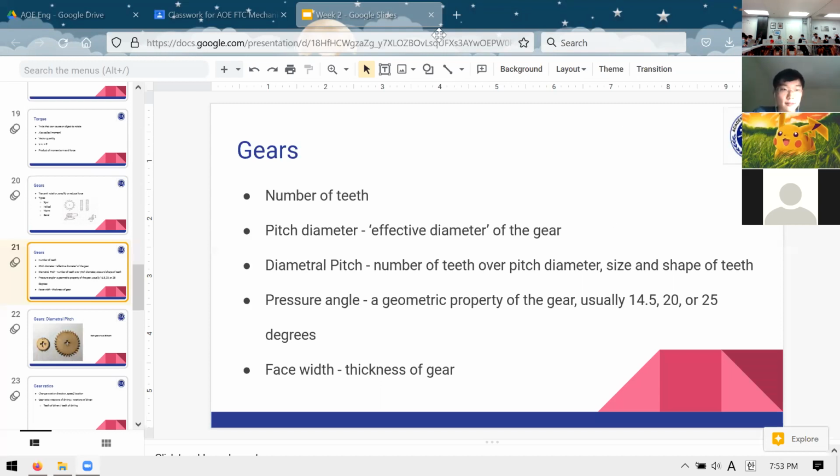So I'll leave it at that. When you're picking gears, make sure you know what these numbers are going to be, because it will determine whether or not your gears will work properly together and some of the geometric properties of your gears.